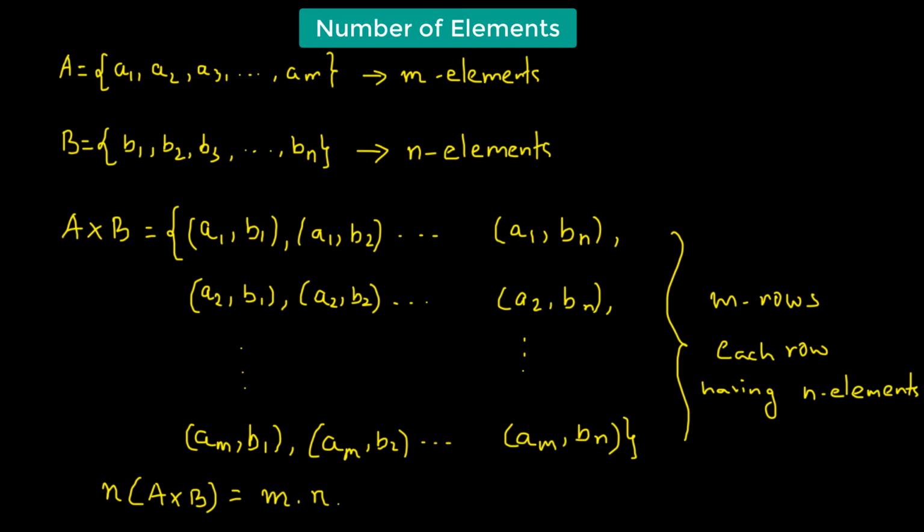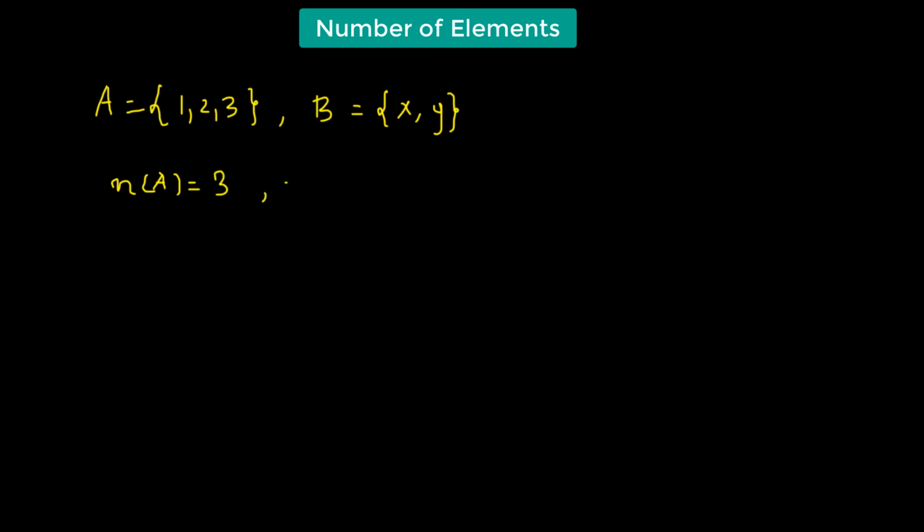So let us do an example. Let's say we have a set A having the elements 1, 2 and 3, and a second set B having the elements x and y. So here the number of elements in A is 3, and the number of elements in B is 2. Now the task is to find out the number of elements in the Cartesian product of A and B. As per the formula that we have derived just now, there should be exactly 3 times 2, which is equal to 6 distinct elements.